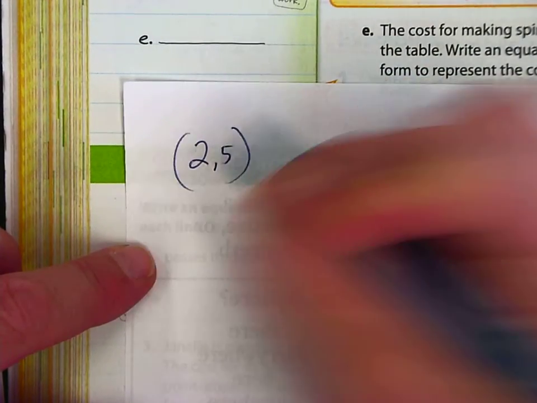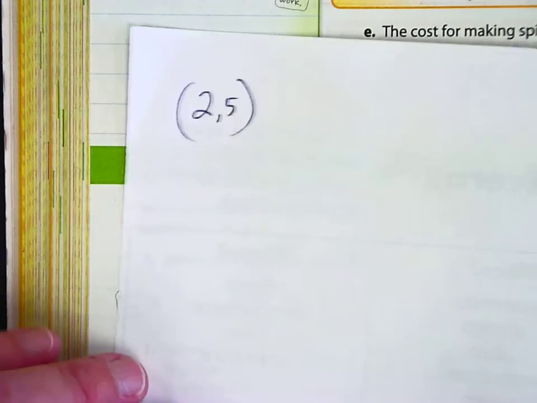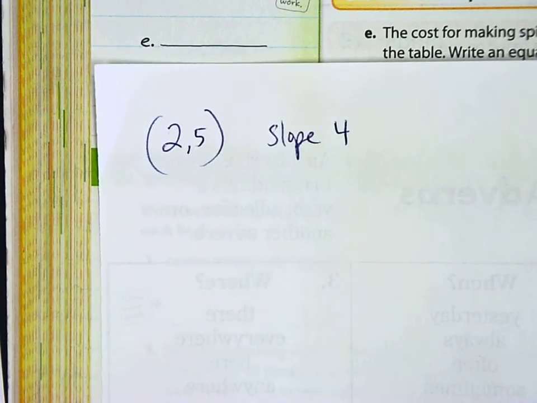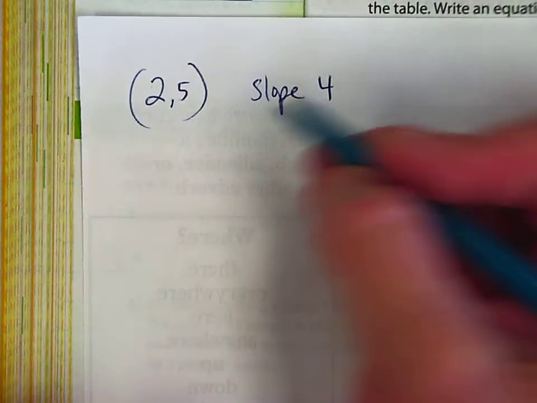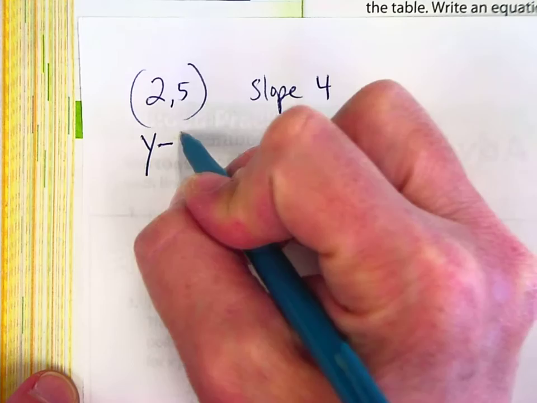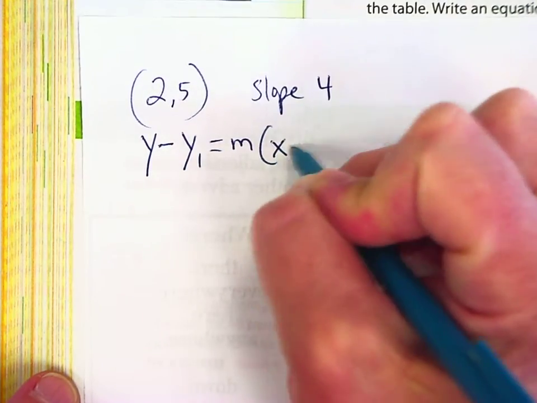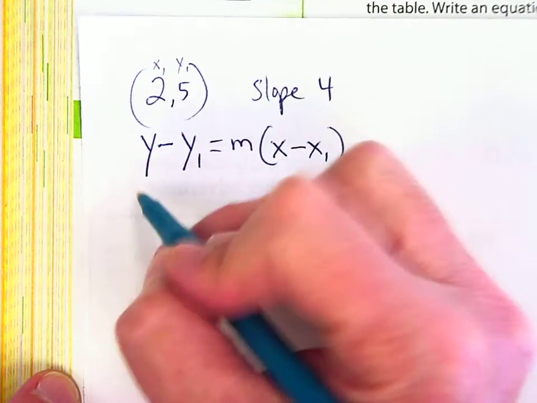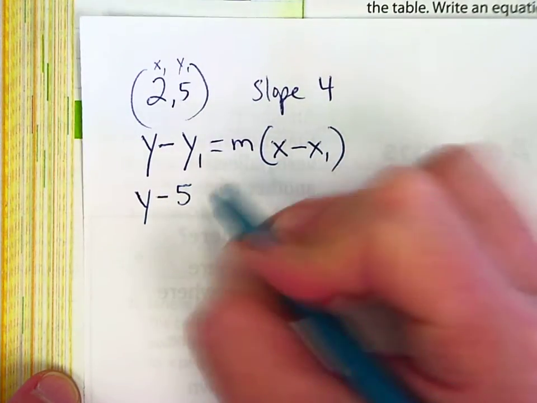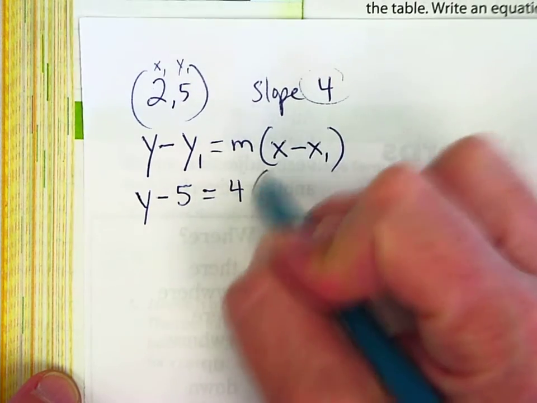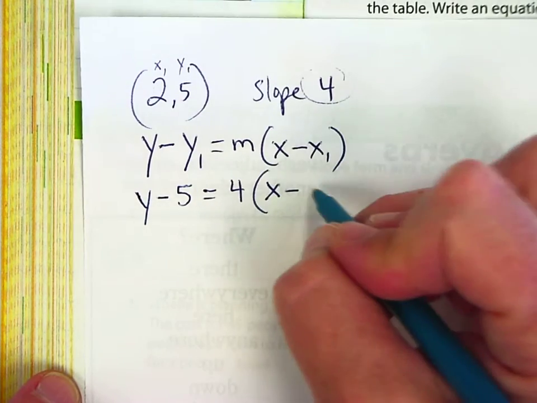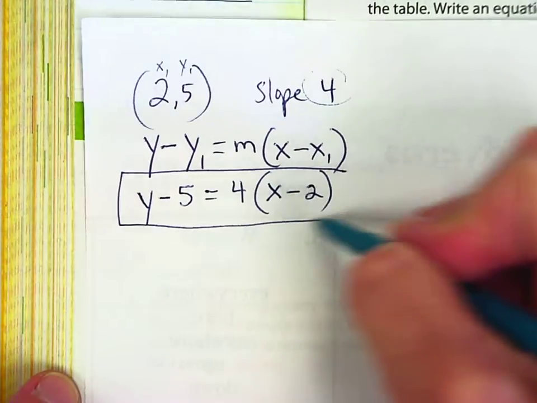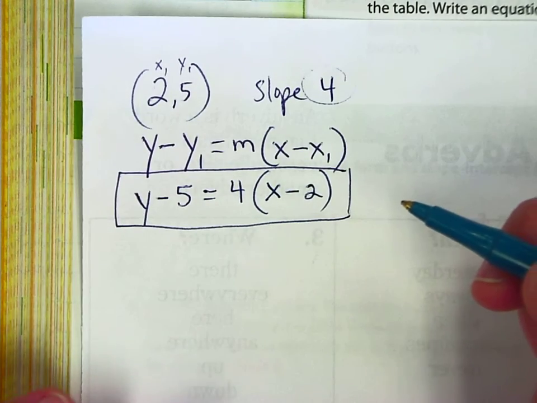Let's try an ordered pair of 2, 5 and a slope of 4. I want to write it in point-slope form and then solve it to slope-intercept form. Point-slope form is y minus y1 equals m times x minus x1. So this is my x1, y1. I'm going to write y minus 5 equals my slope of 4 times x minus my x1, which is 2. I don't have any double negatives to fix, so this is my answer in point-slope form.